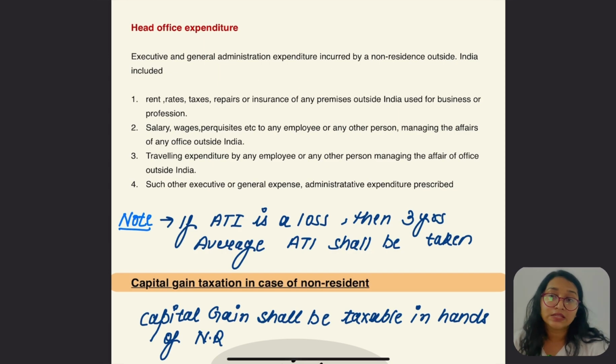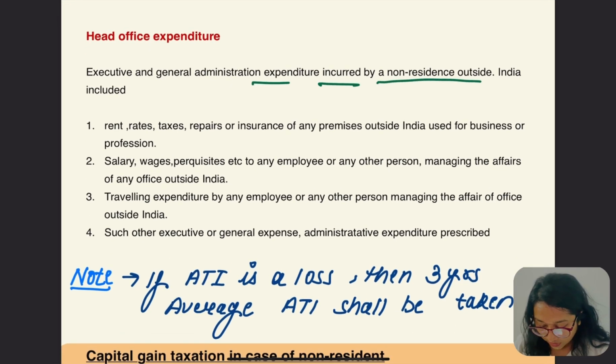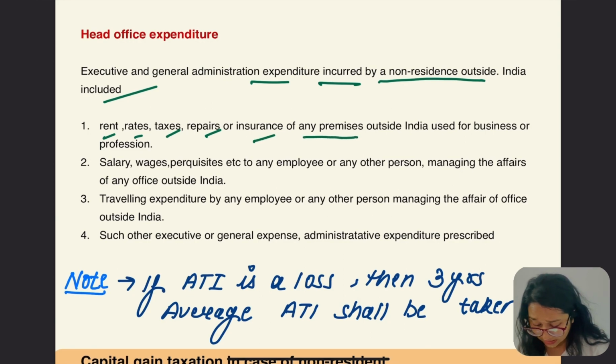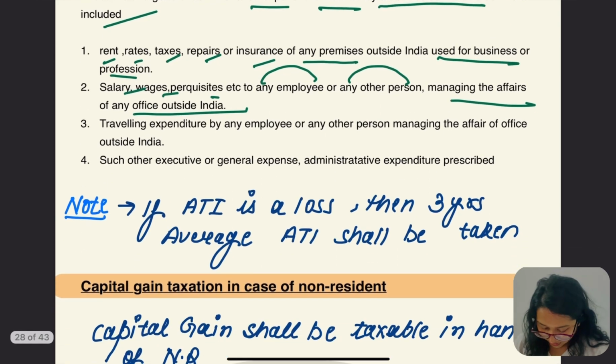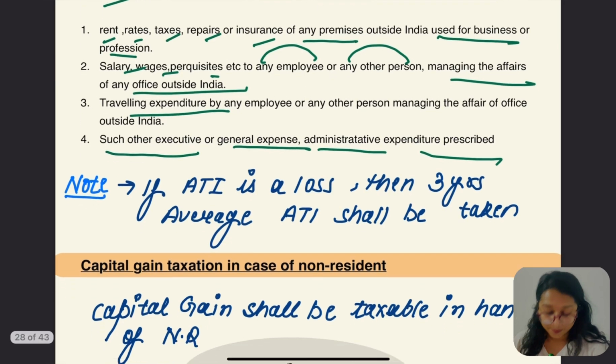Now we have to understand what is head office expenditure. It is executive and general administration expenditure incurred by the non-resident outside India, which includes rent, rates, taxes, repairs, insurance of any premises outside India used for the business or profession; salary, wages, perquisites, etc. to an employee or any other person managing the affairs of the office outside India; travelling expenditure of an employee or any other person managing the affairs of the office outside India; and such other executive and general administrative expenditure as prescribed. Hope this was clear.